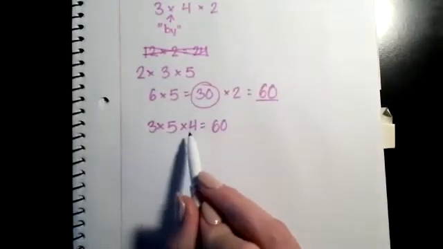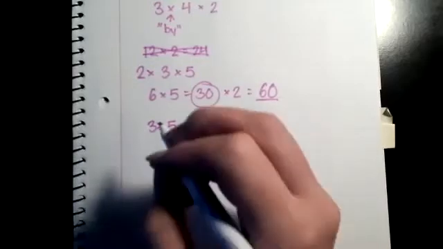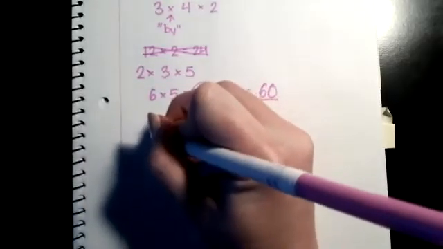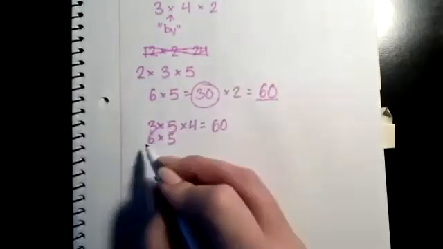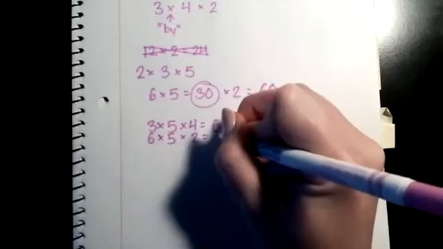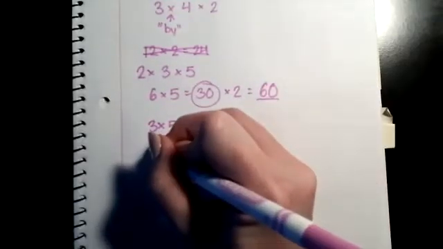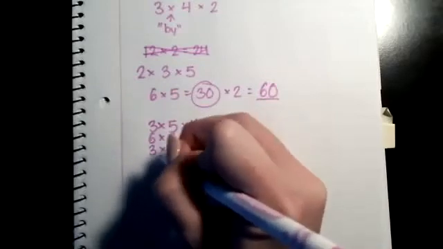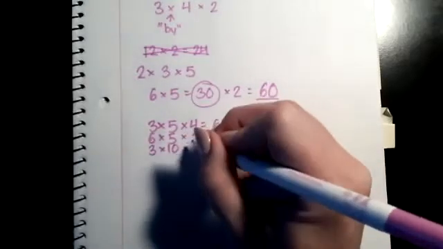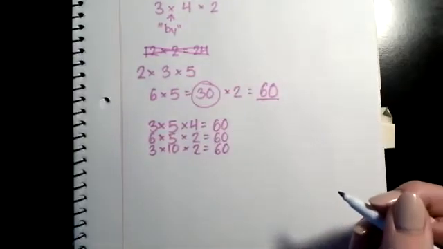Okay, so those are 3 dimensions that could get me to my volume of 60. I could also do 6 times 5, that's 30, and then double that. That would be 60 also. I could do 3 times 10, that's 30, and then do that times 2. Again, that would equal 60.